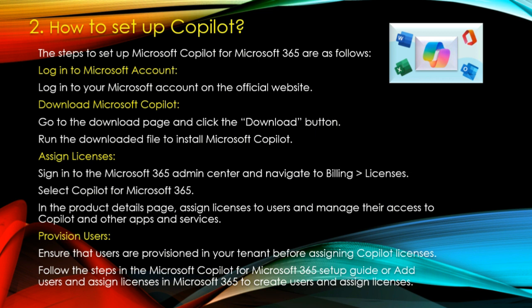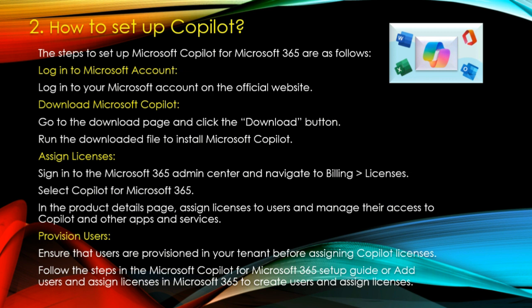How to set up Copilot? The steps to set up Microsoft Copilot for Microsoft 365 are as follows. Log into Microsoft account. Log into your Microsoft account on the official website. Download Microsoft Copilot. Go to the download page and click the Download button. Run the downloaded file to install Microsoft Copilot.